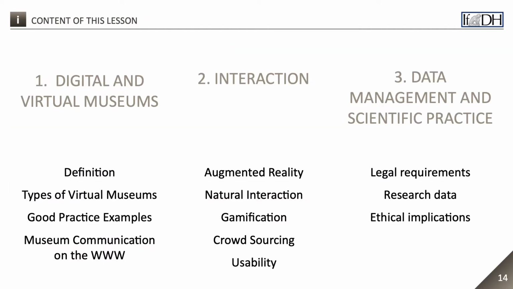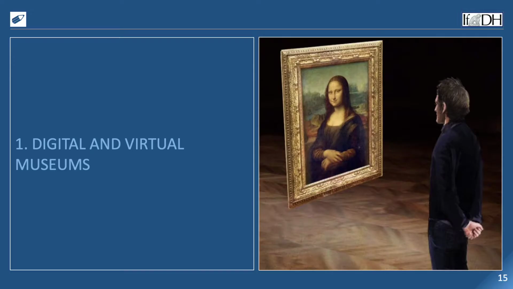That's why the interaction aspect will be in the foreground today and form the core of this lesson. Before that, however, we need to look at the different types of digital and virtual museums and identify their tasks and goals. In the third part, I would like to conclude by talking in general terms about the handling of data, legal requirements, and ethical implications.